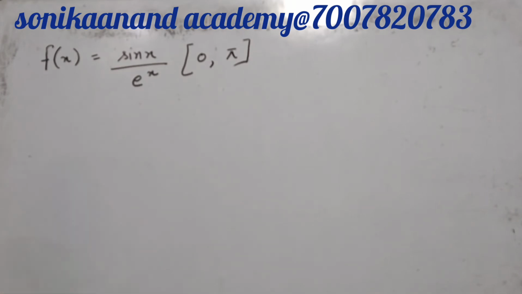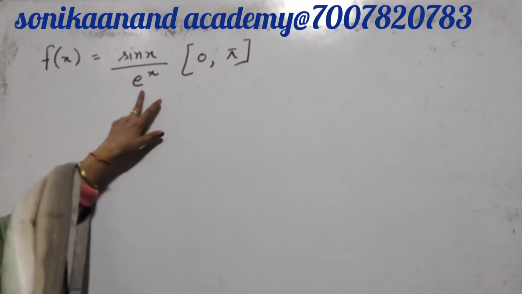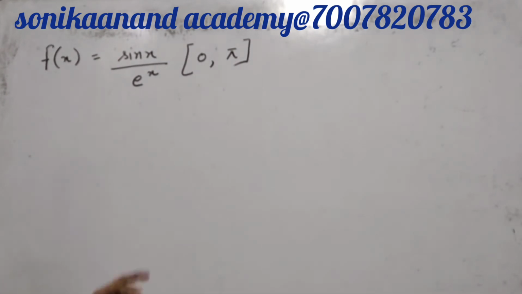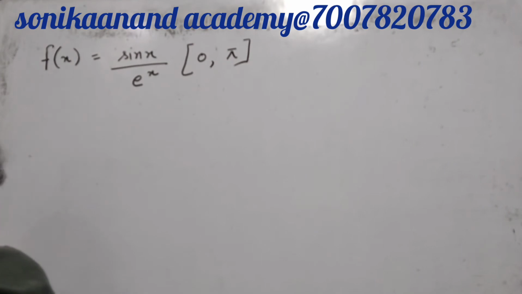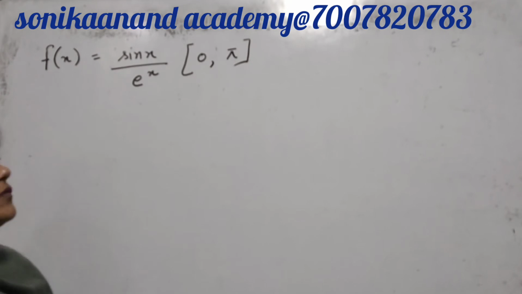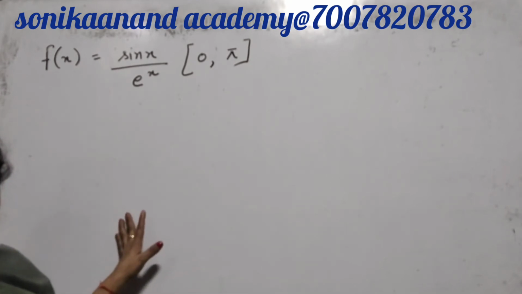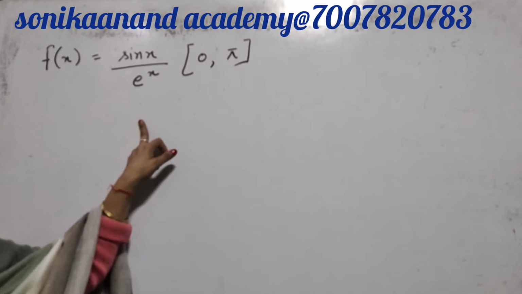Now the next question which I am going to take consists of sine, that is trigonometric functions, and e, that is exponential function. This function is a combination of both types of functions, trigonometric and exponential. With the help of this question, I am trying to explain how you will solve different types of questions. These types of questions are also solved by Rolle's theorem, to check whether Rolle's theorem is satisfied for this function or not.